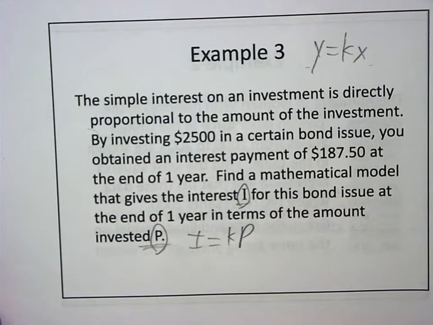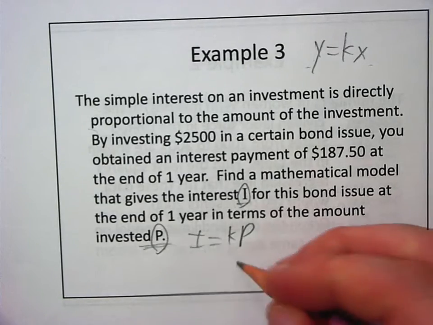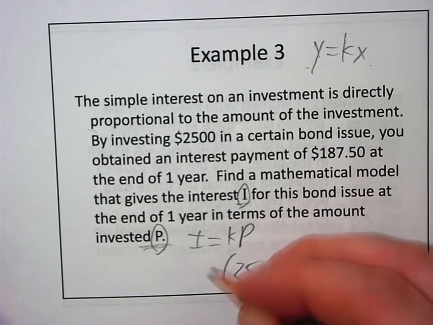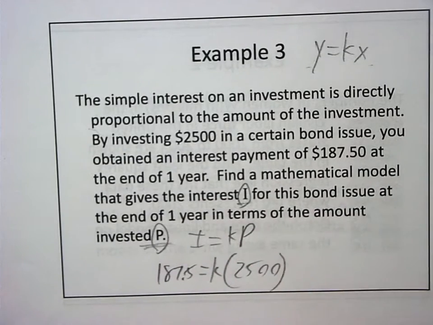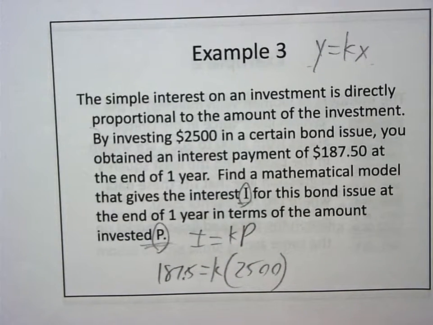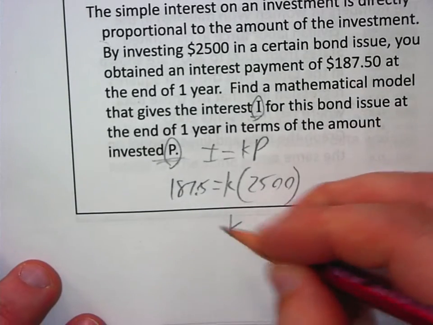Now the thing is I need the K value. How could I go about finding the K value? Plug in the 2,500 for P. And 187.50 for the interest. Does everybody see why those are going where they're going? What's going on here? Then just solve it. What's K going to be?